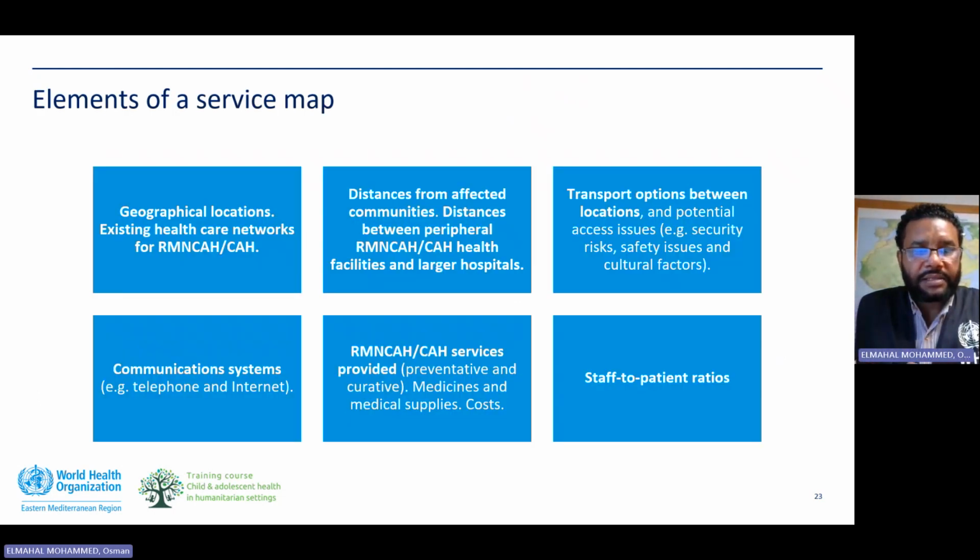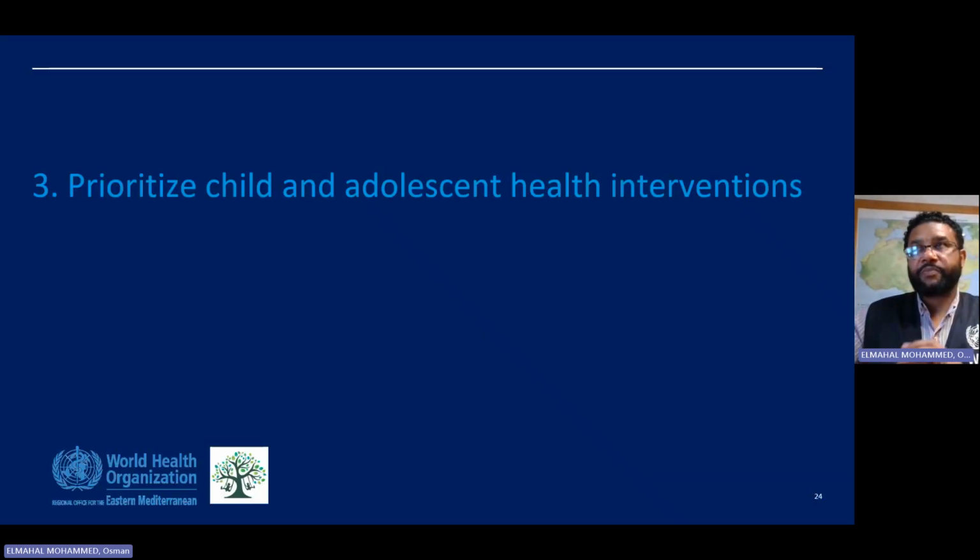So the elements of the service map, as I mentioned: the geographical location of each existing health service; the distance from the affected population, which is also sometimes hindering accessibility; the distance between peripheral health facilities and the referral system; transportation options between the different locations; the communication between those facilities; the services provided within each one; and then the staff to patient ratio. These are the elements that will inform the service map to help the decision-making process better align the existing resources with the gaps identified in the assessment.